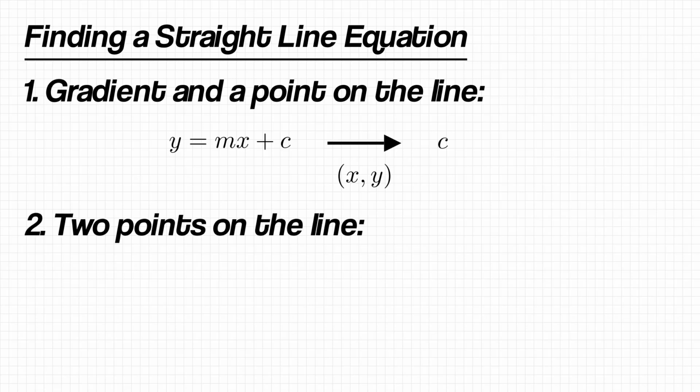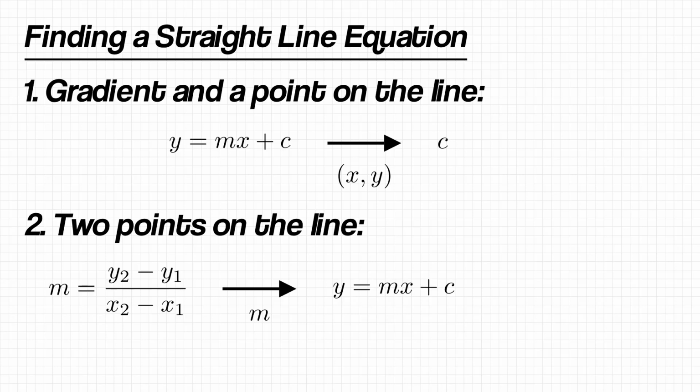Alternatively, we can find the equation for a straight line if we know 2 points on the line. We can calculate the gradient of the line using the coordinates of the 2 points. Then we would just need to find the appropriate value of c for our equation. We can do this by inputting the coordinates of any point we know lies on the line into the equation.